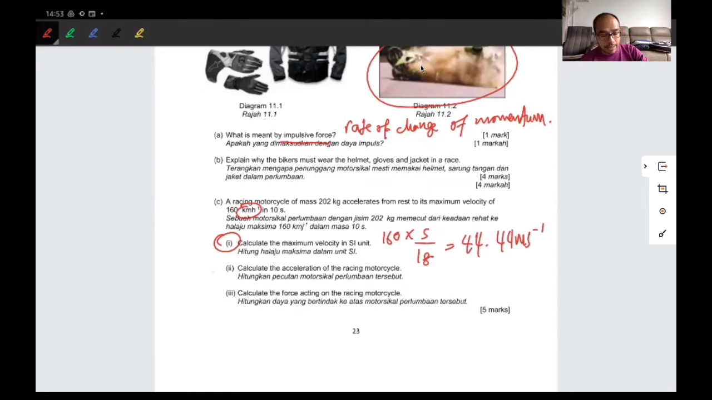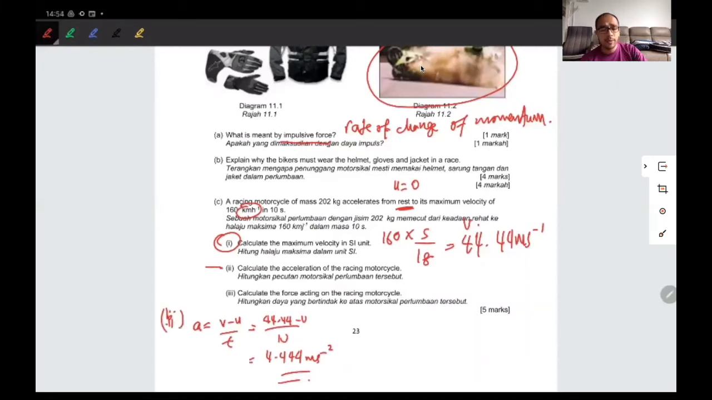So calculate the acceleration. This is the exact same question as the one that we saw just now, because it starts from rest. Rest means u equals 0. This is v. So acceleration is v minus u over t. So 44.44 minus 0 over 10 equals 4.444 meters per second squared. Don't forget to write the unit.